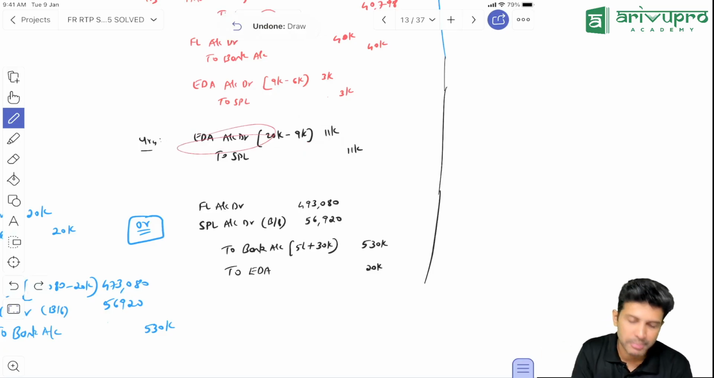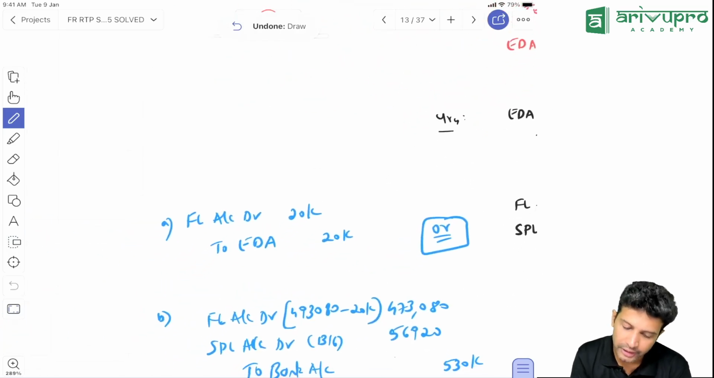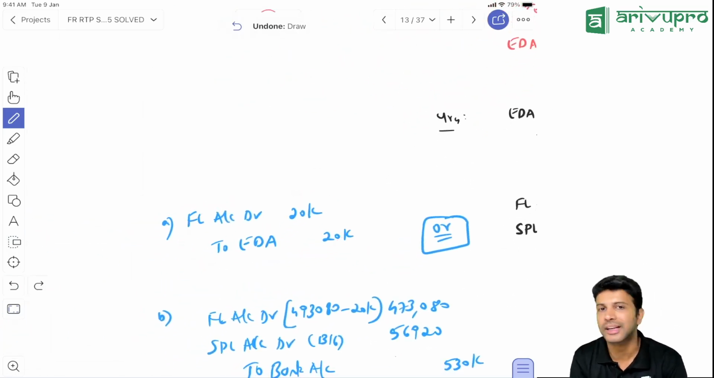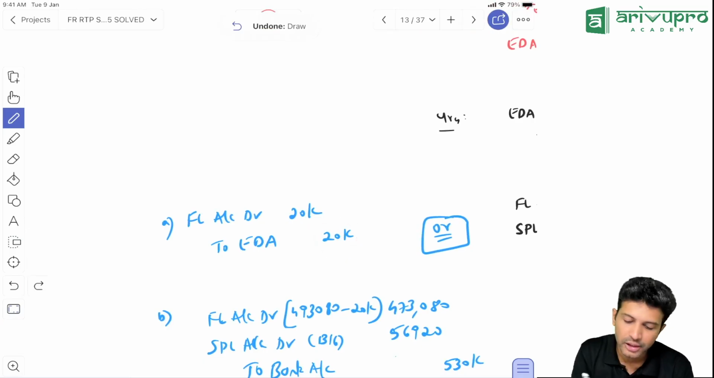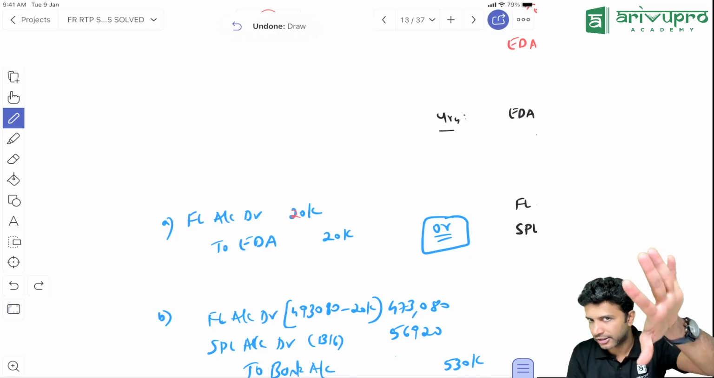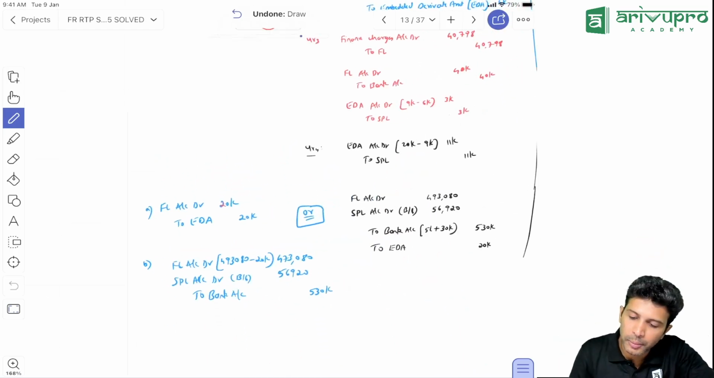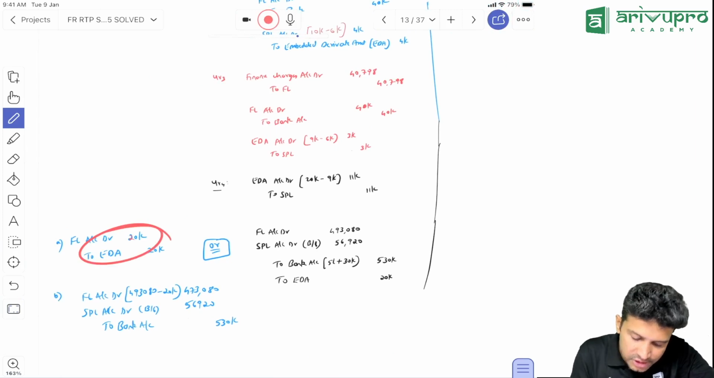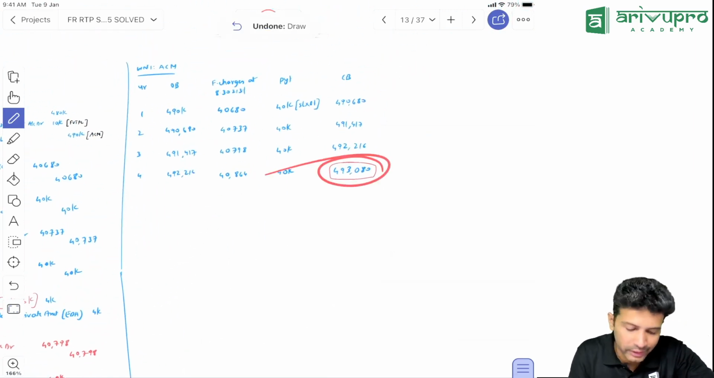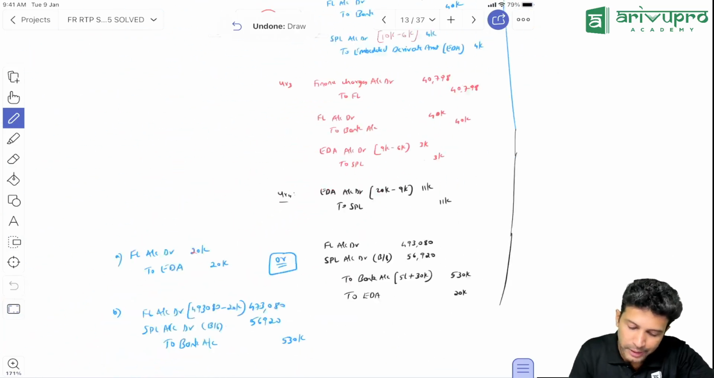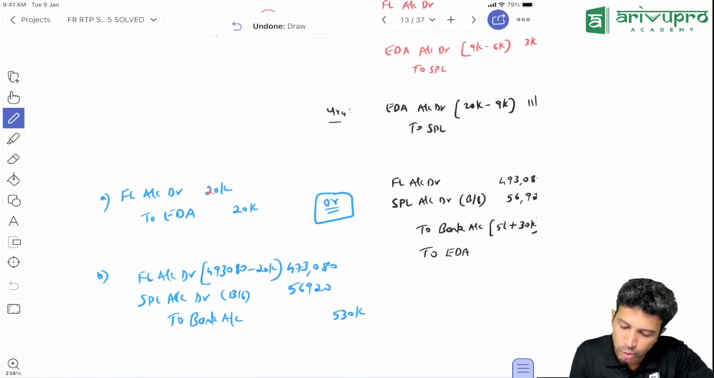Embedded derivative has a debit balance. How do you cancel it? Credit it. And it will be adjusted with the host. Host here is financial liability. So EDA credit, financial liability debit 20,000. This is adjusting through loss, like we have done in class, right? And now what will be the FL balance? After you pass this journal entry, FL balance will not be 493. From 493, its balance will reduce by 20 and it will become 473.